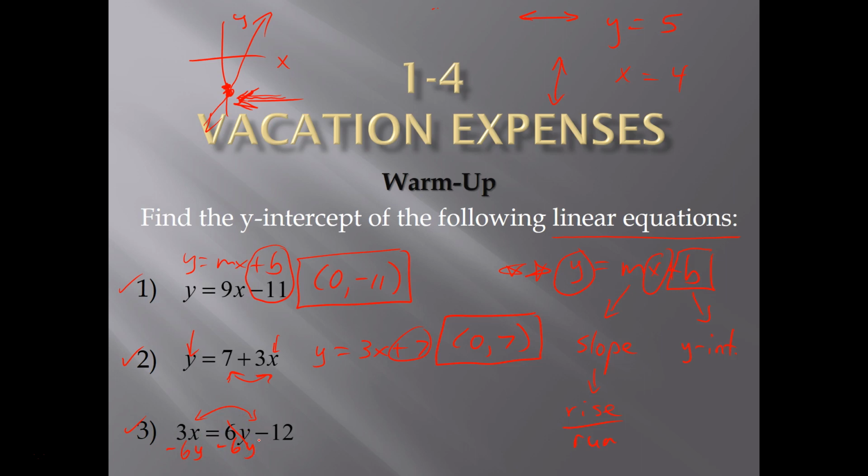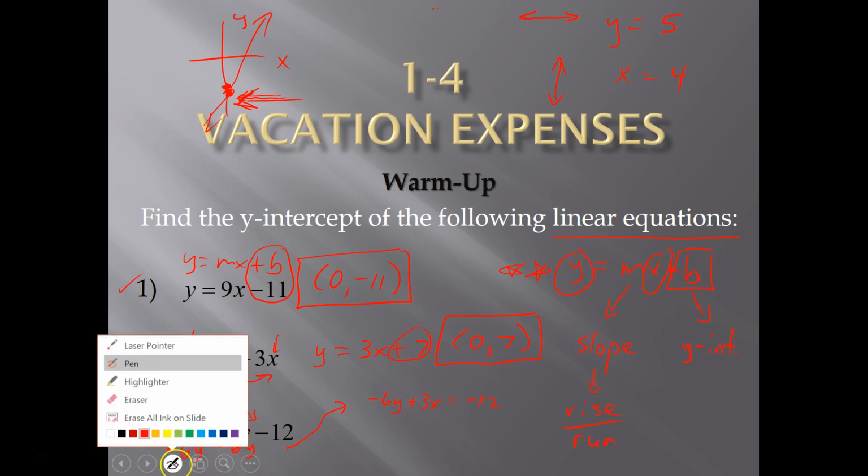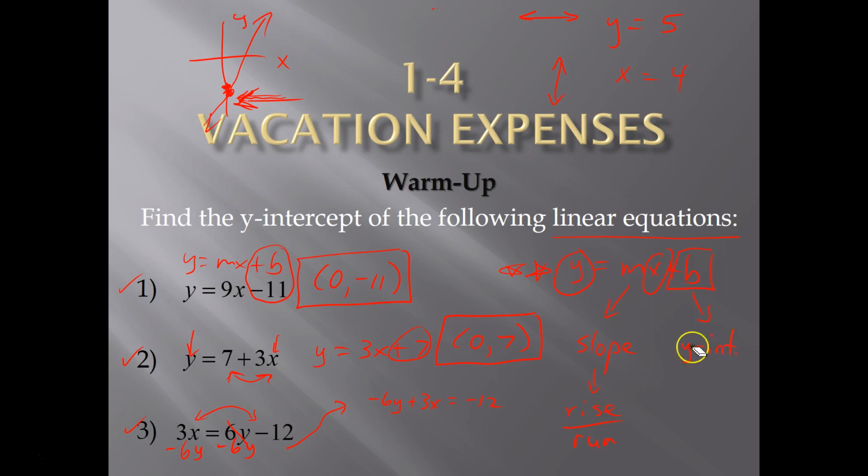Now the 6y's will cancel. Coming over here for a little extra room, that's going to give me either 3x minus 6y, or I can think of this as negative 6y plus 3x equals negative 12. And remember, we are trying to get the y by itself here.